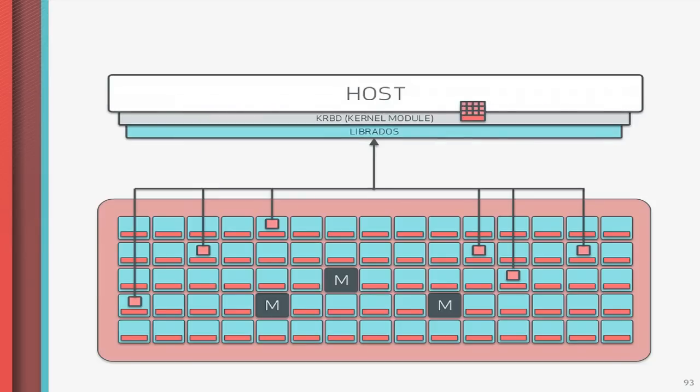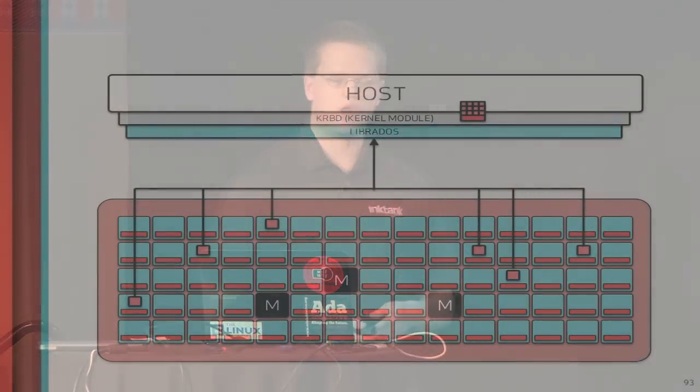There's also a kernel module, which has been upstream since 2.6.37, which lets you directly map a Rados block device to a regular Linux block device. So you can just have /dev/rbd0 show up and mount it and have a file system on top of that directly if you want, if you're not doing virtualization.